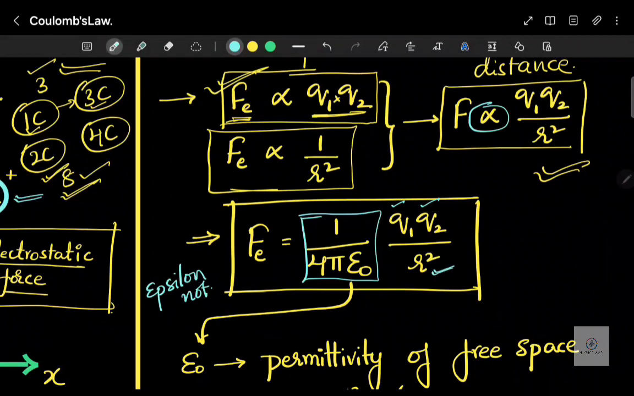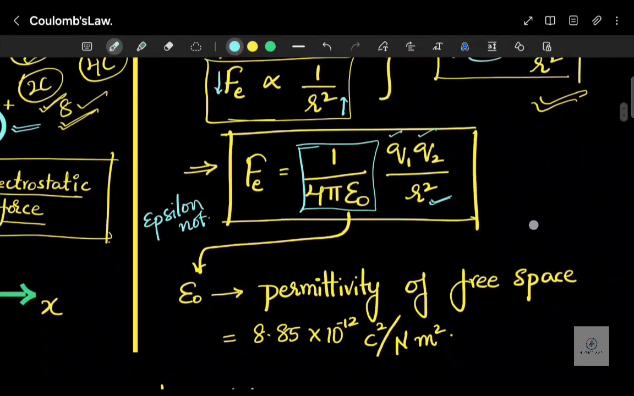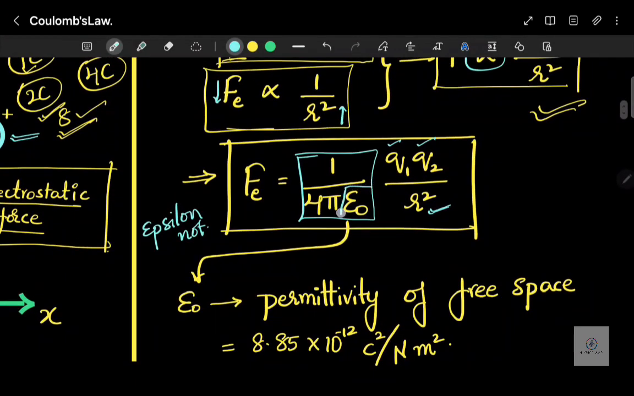Is that okay? Which means that, for example, here inversely proportional to r square means if the distance is increasing, the force between them will decrease. Suppose the distance between the charges is increasing, the electrostatic force of attraction or repulsion between them also will be decreasing.